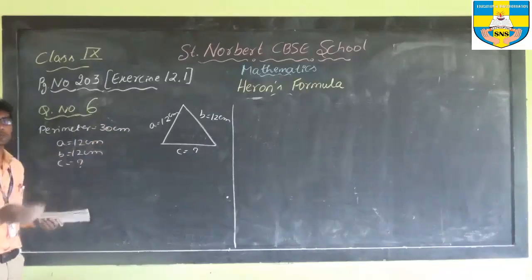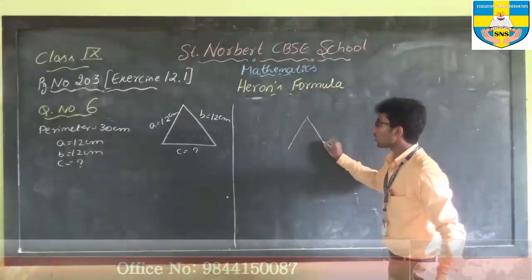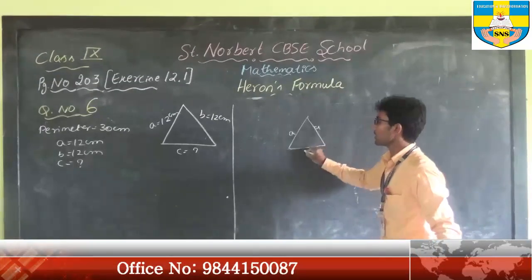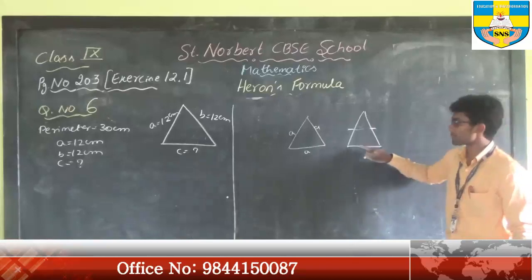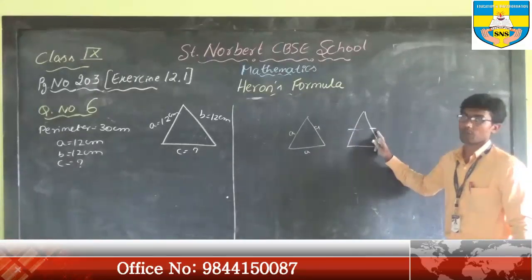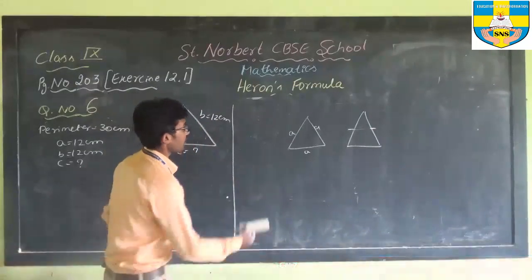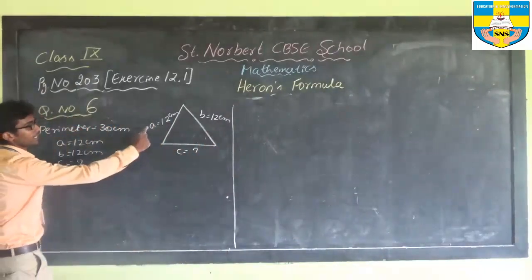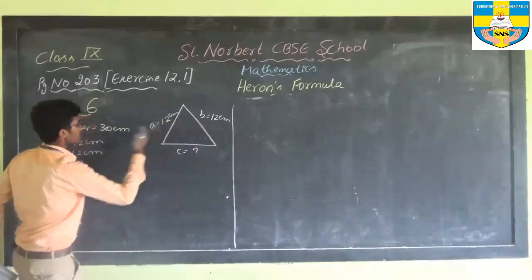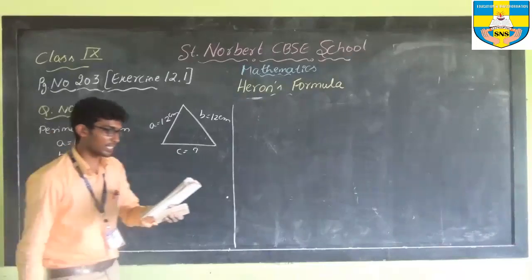So isosceles, what is the speciality of an isosceles triangle? When it is an equilateral triangle, all 3 sides are equal. If it is an isosceles triangle, only 2 sides are equal. Except the base, the other 2 sides are equal. This is the question based on an isosceles triangle. When it is an isosceles triangle, you can take 2 sides as equal. I am taking A is equal to 12, B is also 12. And one more length is missing, that is C.